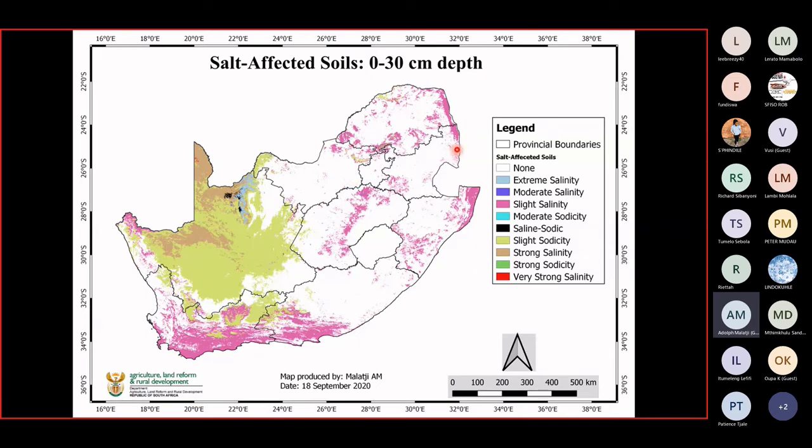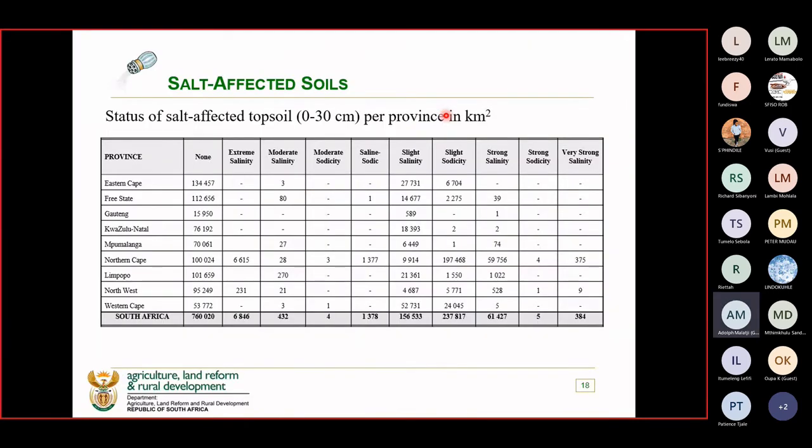And then what we did so far, we went to Kruger National Park, because we picked up that, oh, what is going on here? And then we went there, and they welcomed us, and we did a little bit of sampling there, and indeed they confirmed that the salinity is an issue. And then later on in QGIS, we calculated how many square kilometers in each province is moderately or slightly, or whatever the intensity, saline or sodic.